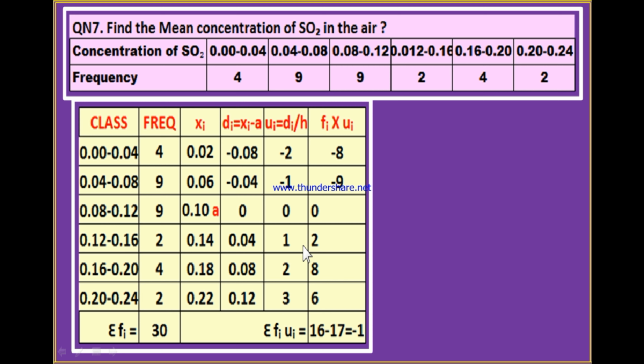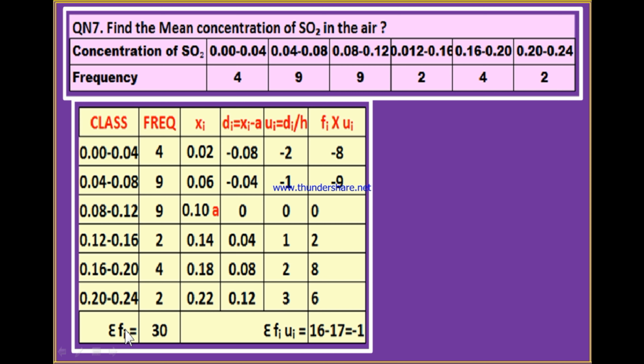Now we wrote all positive values in a row and negative values in a separate row, so that it will be easy to find the sum. Now let us find sigma fi ui. Sigma fi ui means sum of all these products of fi ui. Let us add positive values first of all. 2 plus 8 is 10. 8 plus 6 is 16. Minus 8 plus minus 9 is minus 17. Plus 16 minus 17 is minus 1. Sigma fi ui is minus 1.